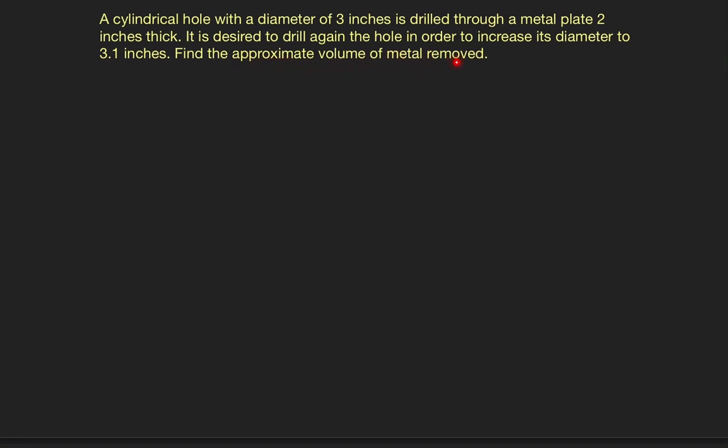So meaning there is already a cylindrical hole. If we try to draw this, for the top view, we already have this hole. The diameter is 3 inches. So if we draw the diameter here, let's say we use the variable capital letter D for that, that's 3 inches.